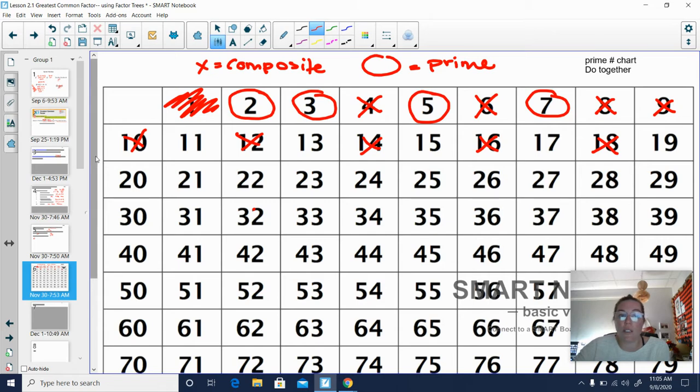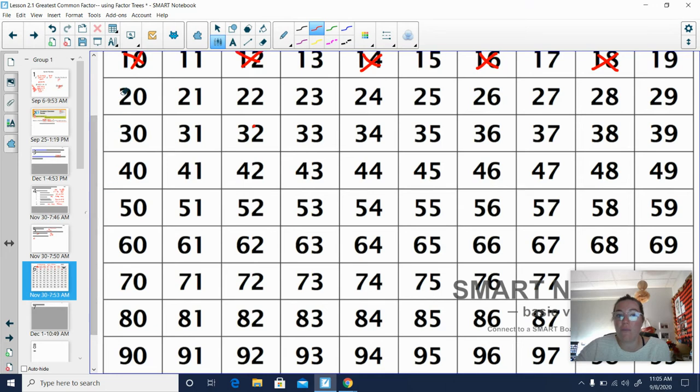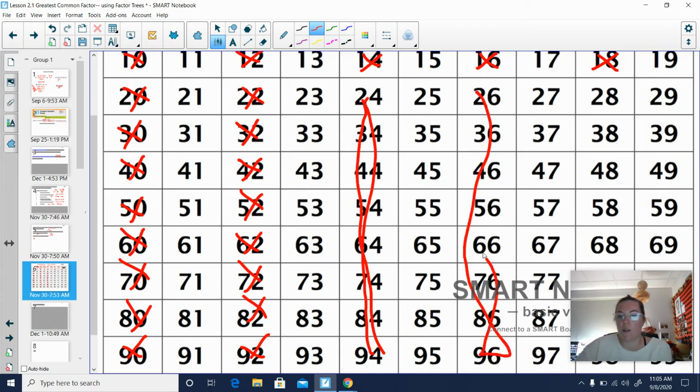There are some other rules that we can use as well, like tens. If it ends in a 0, it's divisible by 10, making it composite. So we're going to get rid of our entire 10 row. Okay, let's see what else. Even, so all of these can go away. This whole row can go away because they're all even. This whole row can go away because they're all even. And this whole row can go away because they're all even.